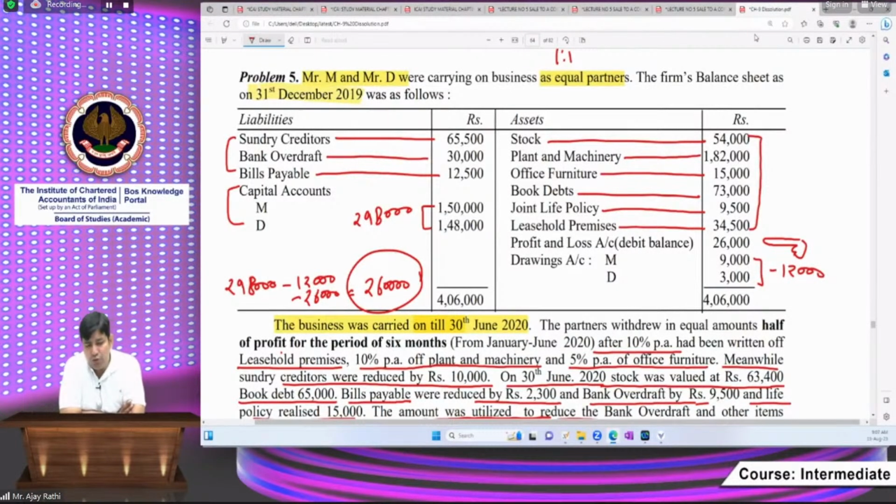How did such 2,60,000 capital come? That calculation is clear to all of you or not?